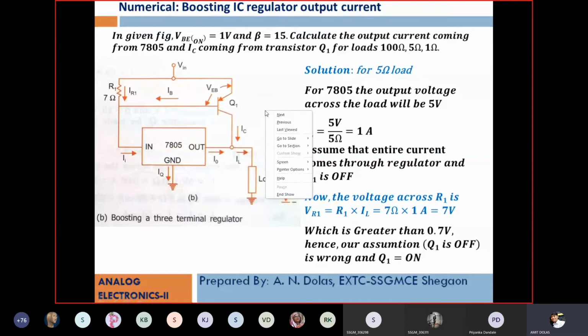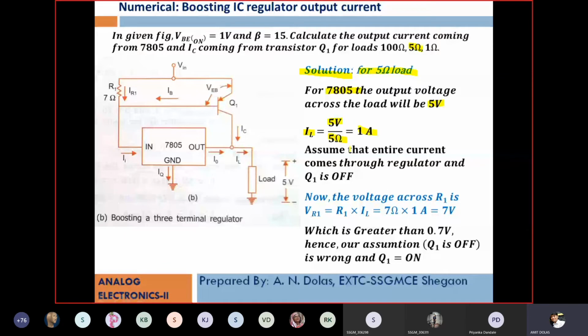Moving to the next part of the problem, the solution for another load, that is 5 ohm. Because the load is changed, the current is changed. We are going to check the status of transistor Q1 and IC 7805. For the 7805, the voltage across the output is 5 volt. Therefore, we have to calculate the load current. For 100 ohm it was only 50 milliampere. Here for 5 ohm it will be 5 volt divided by 5 ohm, which is 1 ampere.